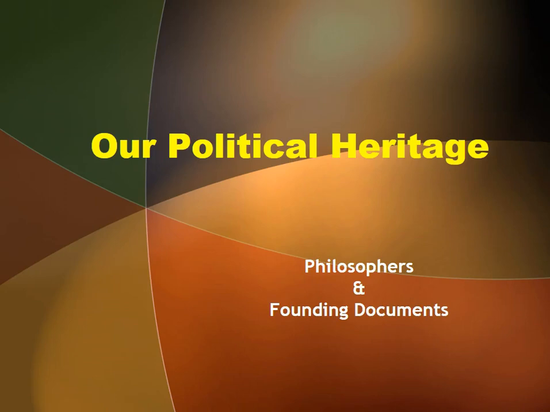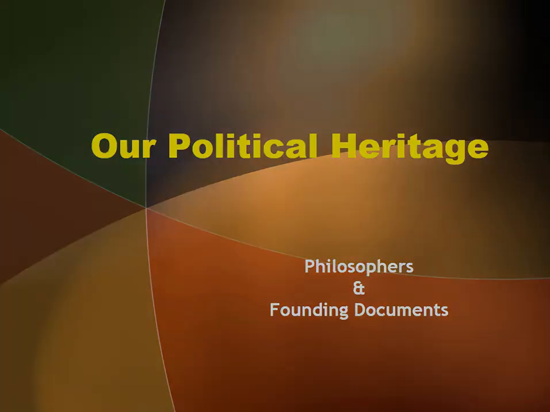Today we're going to discuss our political heritage, which is basically some of the philosophers and some of the early documents that shaped the American government. Now, most of these were not actually American documents or American philosophers, but they were the ideas and the heritage from various other ways of thinking, like the Enlightenment thinking, that did come to influence the American system of government.